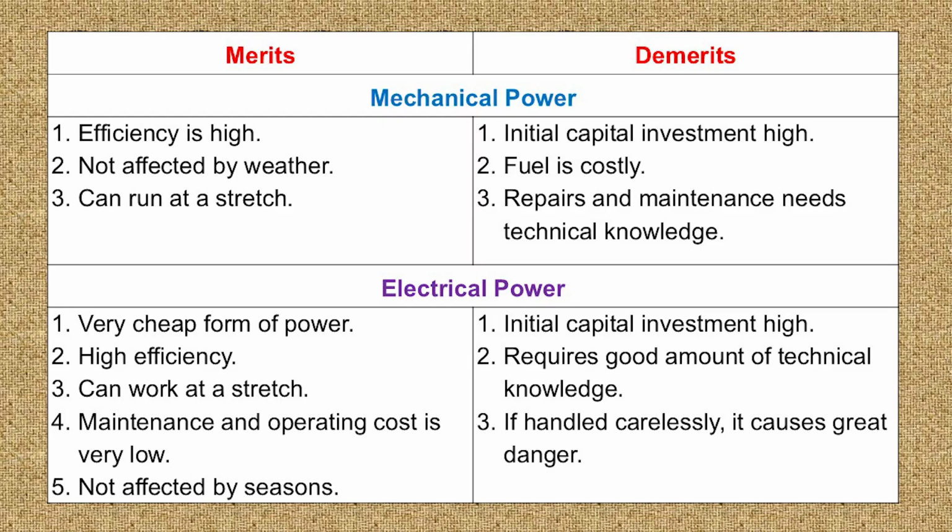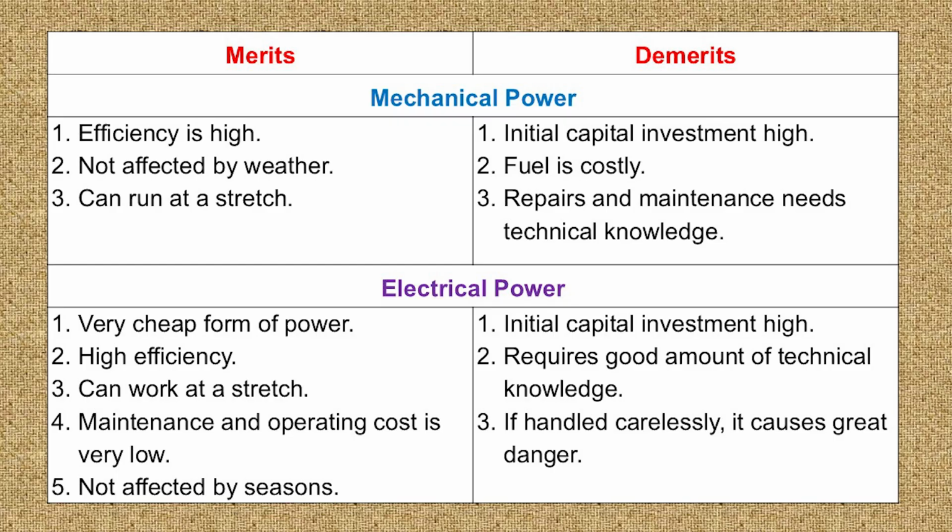Under the merits, the efficiency of mechanical power is high. If you use a tractor for plowing, you can plow the land in a shorter time. That's how it has more capacity, and with the capacity it has efficiency as well. There will be less area left unplowed if you use a tractor, because in a short time you complete the task with more efficiency.